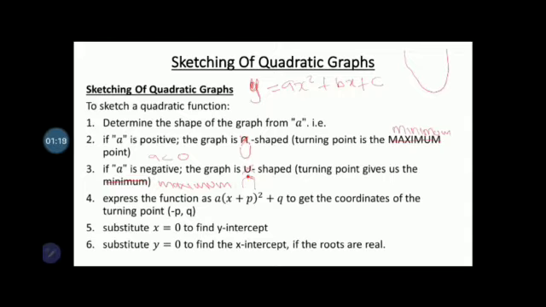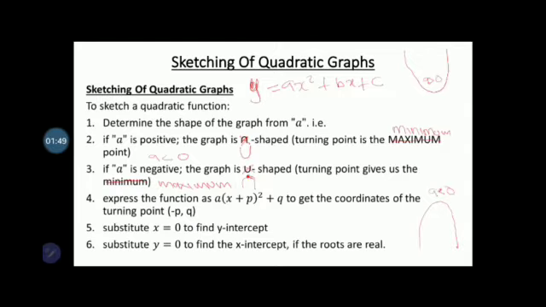So if your graph goes upwards, it means your a is greater than 0, or your a is positive. Your graph is a minimum graph. If your a is less than 0, your graph points downwards. It means your a is negative. So negative values, maximum graph. Positive values, minimum graph. Then we find the turning points.